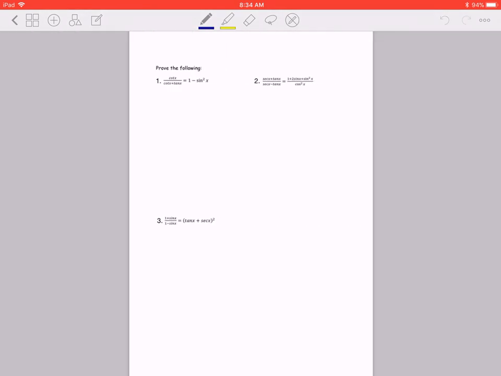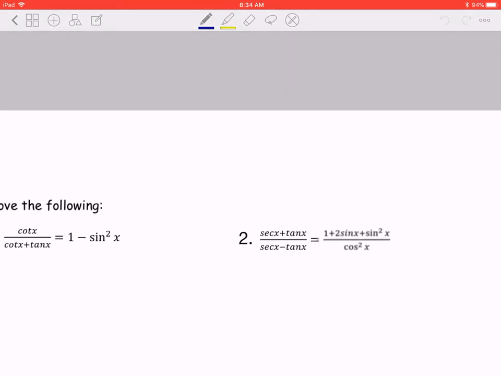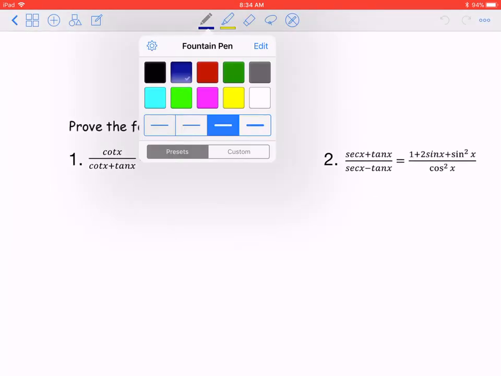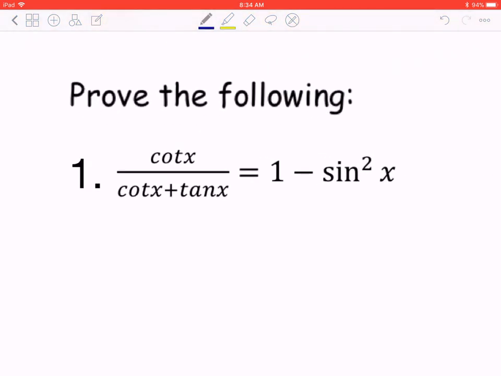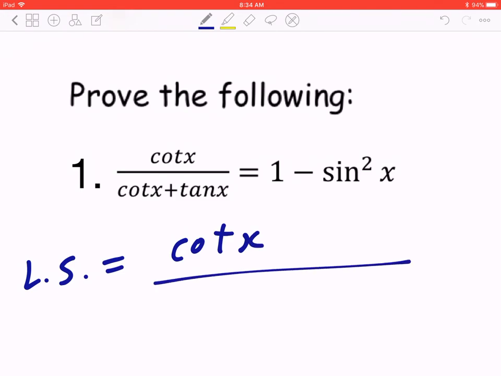Here we go. Example 1. Again, start with the fact that you believe you can do this. Start with the belief and make it happen through action. Now, for number 1, it says cotangent x divided by cotangent x plus tan x equals 1 minus sine squared x. So the more difficult side is going to be the left. And again, I'm telling you with practice, you can start with the left, you can start with the right. It doesn't even make a difference. It's the same thing at the end.